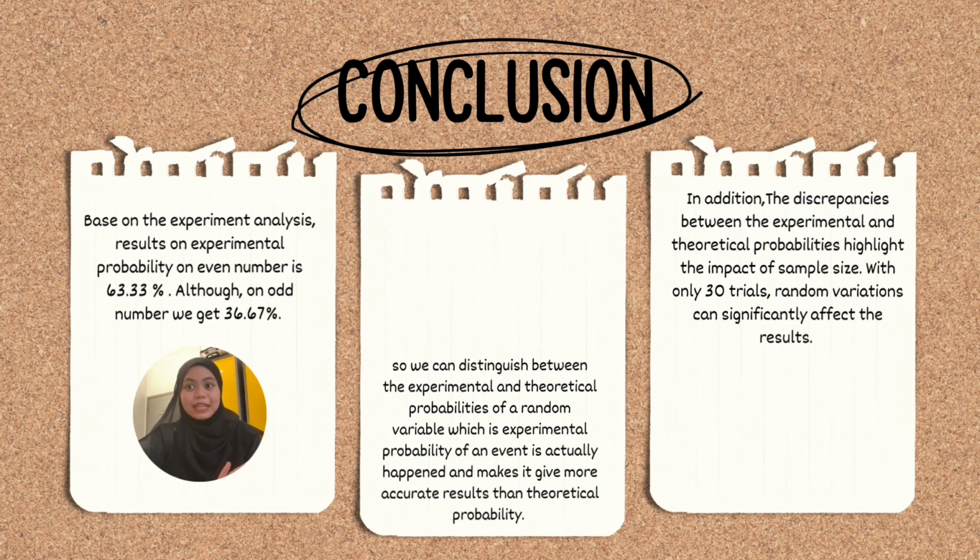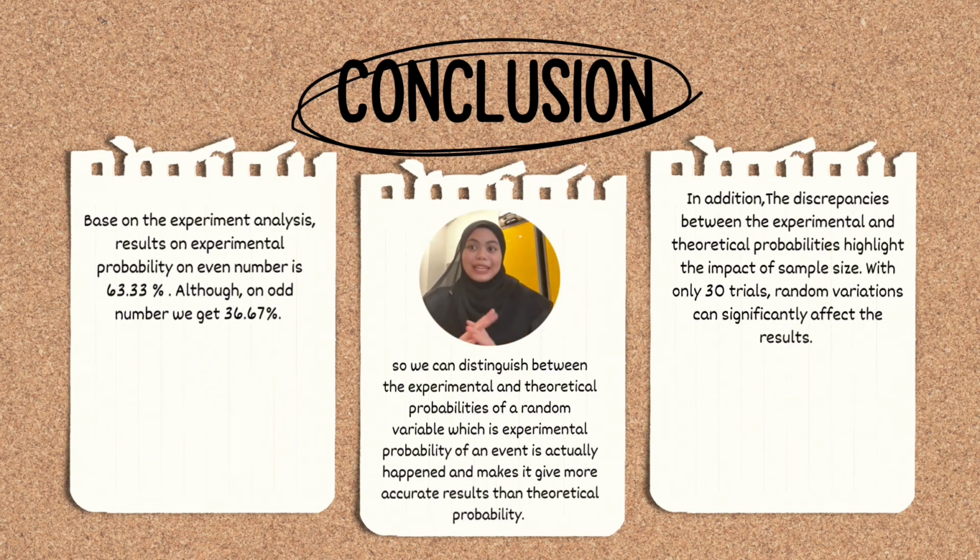Based on the experiment analysis, the experimental probability of an even number is 63.33%, whereas for an odd number we get 36.67%. So, we can distinguish between the experimental and theoretical probabilities of a random variable: the experimental probability is based on what actually happens, which can make it a more realistic result than the theoretical probability.